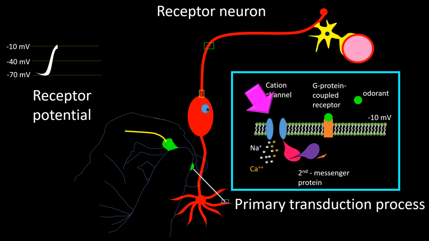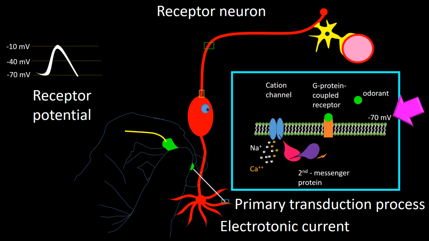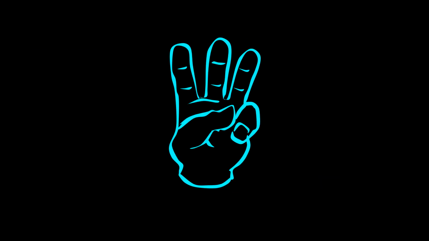The opening of many cation channels brings about the entry of many cations into the cell, changing the membrane potential, in this case to minus 10 millivolts, as indicated here and illustrated here. Then the channels close. The action of other channels that expel positive charges from the cell and the action of the sodium-potassium pump brings the membrane potential to minus 70 millivolts, as illustrated here. The third task is the generation of an electrotonic current.